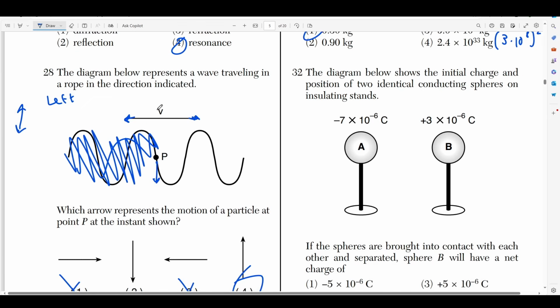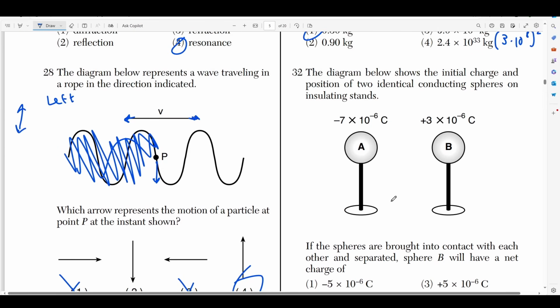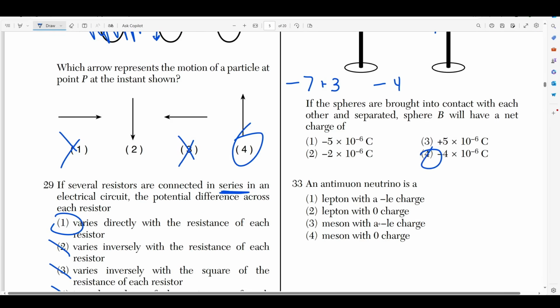Number 32 says the diagram below shows the initial charge and positions of two identical conducting spheres on insulating stands. So you just have two different spheres on these stands, and they have a different charge. If the spheres are brought into contact with each other and separated, sphere B will have a net charge of what? So if you were to put these two spheres into contact, what happens? The charge is going to be equally distributed amongst them. You're going to have to do -7 plus 3, which is -4. So the charge and the electrons will get distributed amongst A and B equally. So they both will have a charge of -4 and -4, which is going to be choice 4.